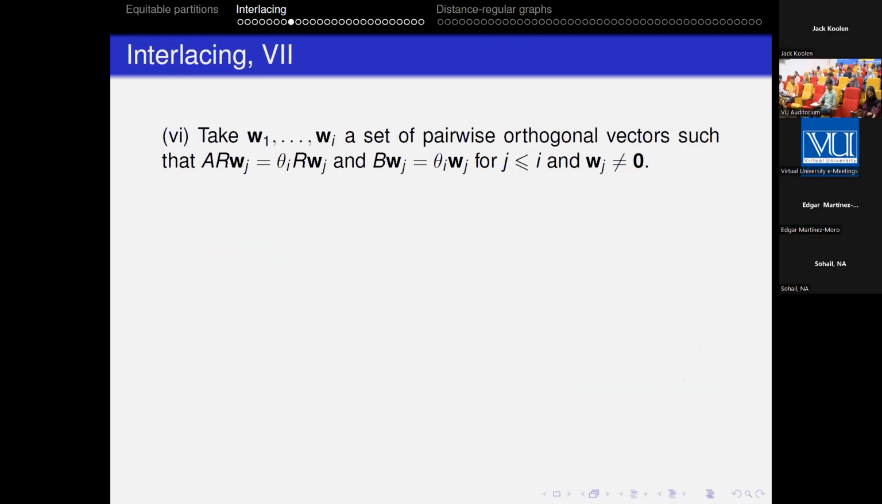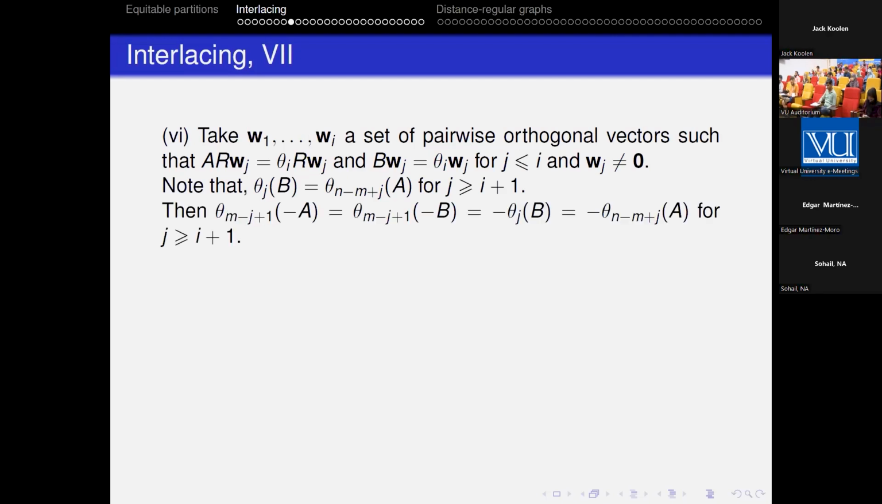So let's see what we do. So we have these vectors. So we take W1 to Wi such that they satisfy item 3, and we do the same thing. So we have this, yes, but this means that this holds. Oh, here is some, oh yeah, yes. This means that we have this.